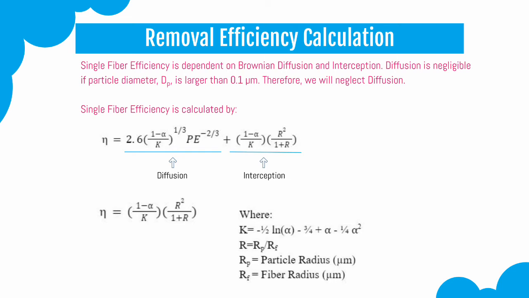Interception represents the directness or indirectness of a particle's path that will affect the removal. The path of the particle is impacted by the ratio of the particle radius to the fiber radius. In the equation, K is the hydrodynamic factor, alpha is the solid volume fraction, and R is the ratio of the particle radius to the fiber radius.